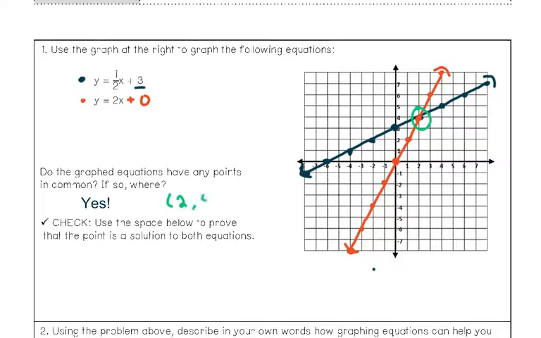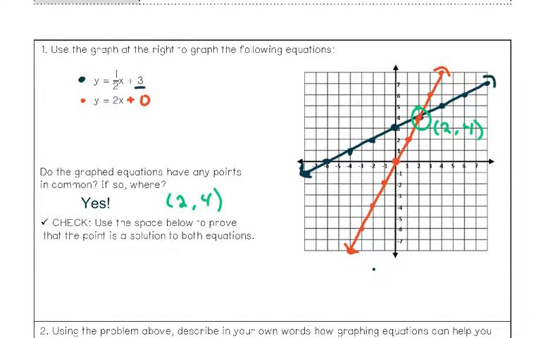So this point is at (2, 4). Remember, you graph points x comma y. So I went over 2 on the x-axis and then up 4 on the y. So the point where they intersect is at (2, 4). That's the solution to the system. In the space below, I'm going to check and prove that this point works for both these equations just by plugging that point in for the x and the y in each of these equations.